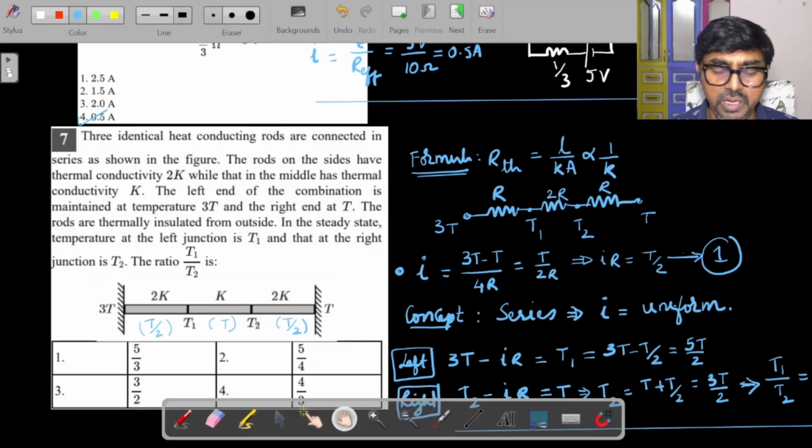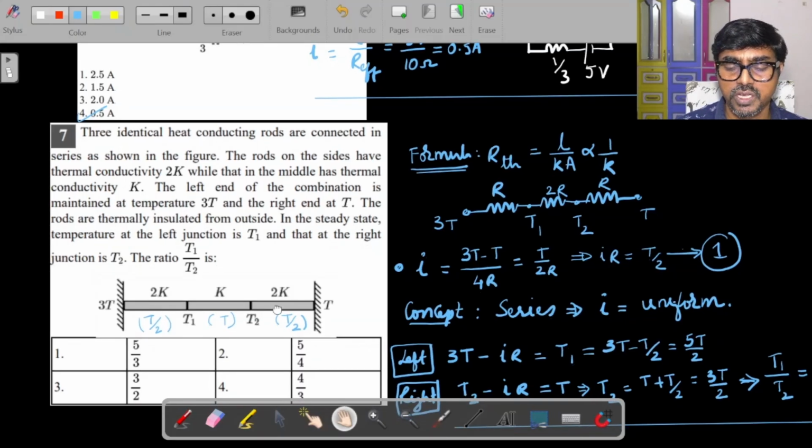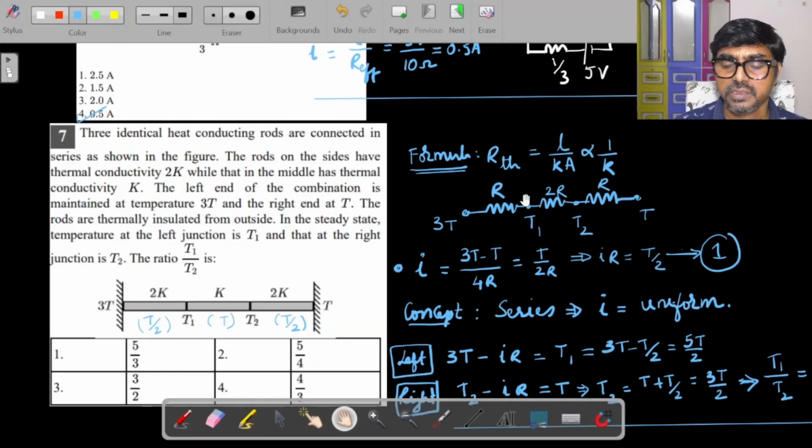So what is the formula? Conductivity to resistance. Conductivity will come down in the denominator. Resistivity will come in the numerator there. R equal to rho L by A, otherwise L by KA, inversely proportional to conductivity. And one more thing, wherever you have more conductivity meaning less resistance. So the lesser resistance is 2K, I will take that as R. Then the middle one will have double resistance because half the conductivity. So R, 2R and R, these are the resistors. R is not known but not required also, it will get cancelled out.